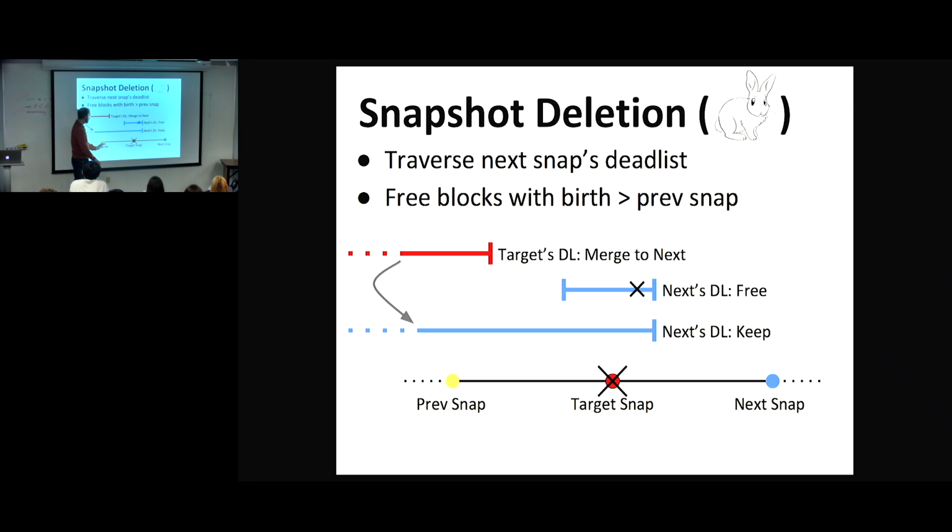If the birth time is after the previous snapshot, then the block's lifetime looks like this. It's only alive during the snapshot that we're trying to delete, so we can free it. The other blocks' birth time is before the previous snapshot, so they're still going to be referenced by this one, so we can't free them. And then to make sure that we leave the dead lists in a consistent state for a subsequent deletion, we need to merge our dead list with the remainder of the next snapshot's dead list.